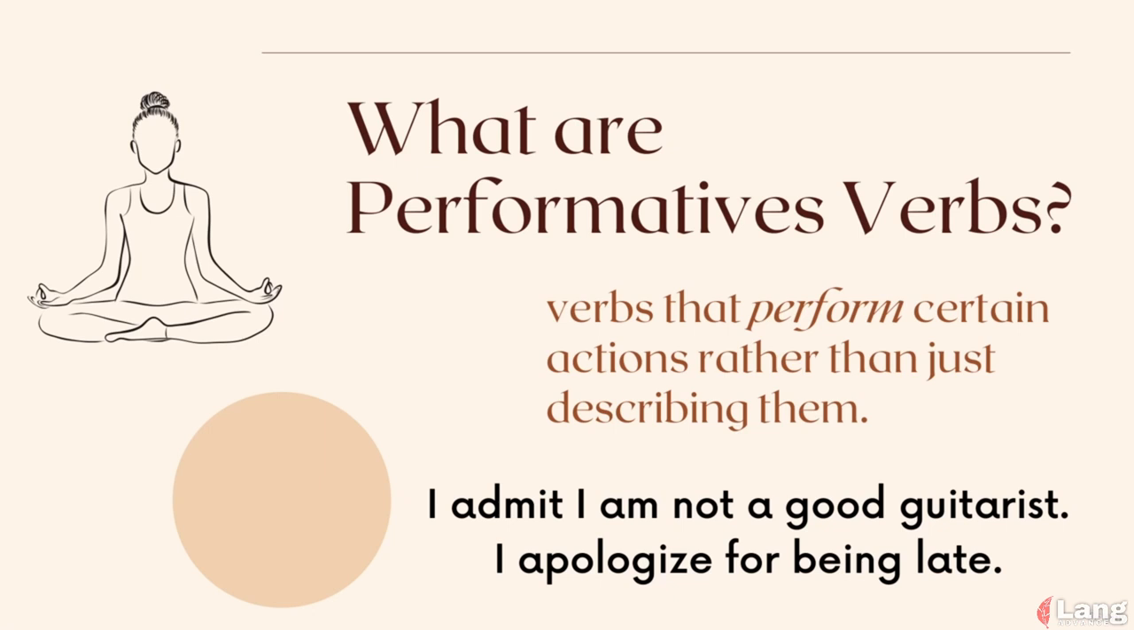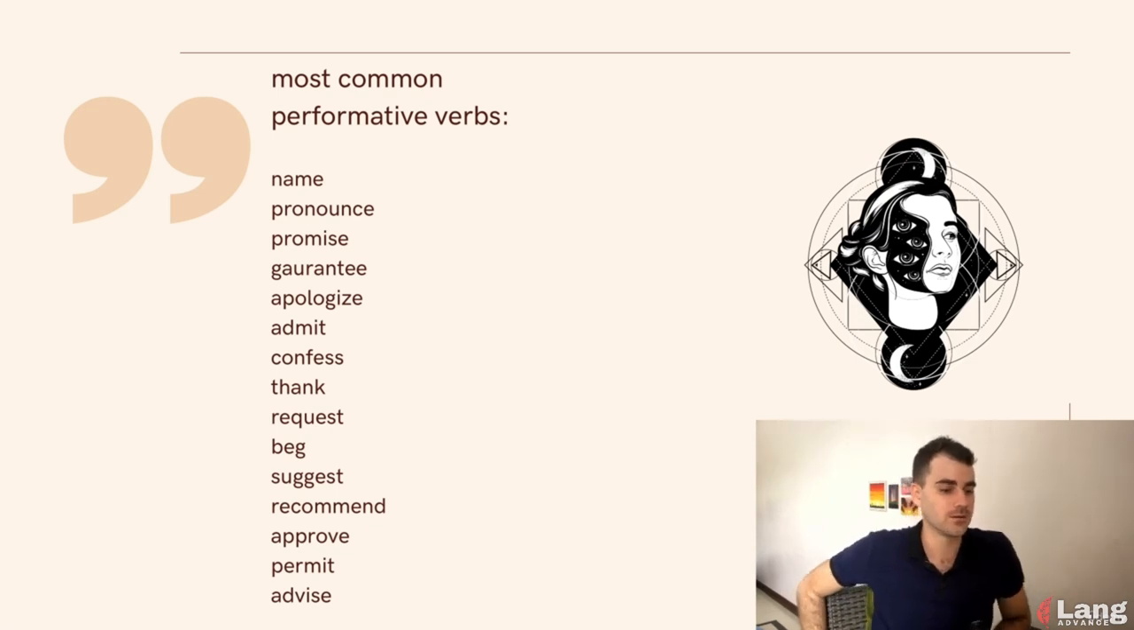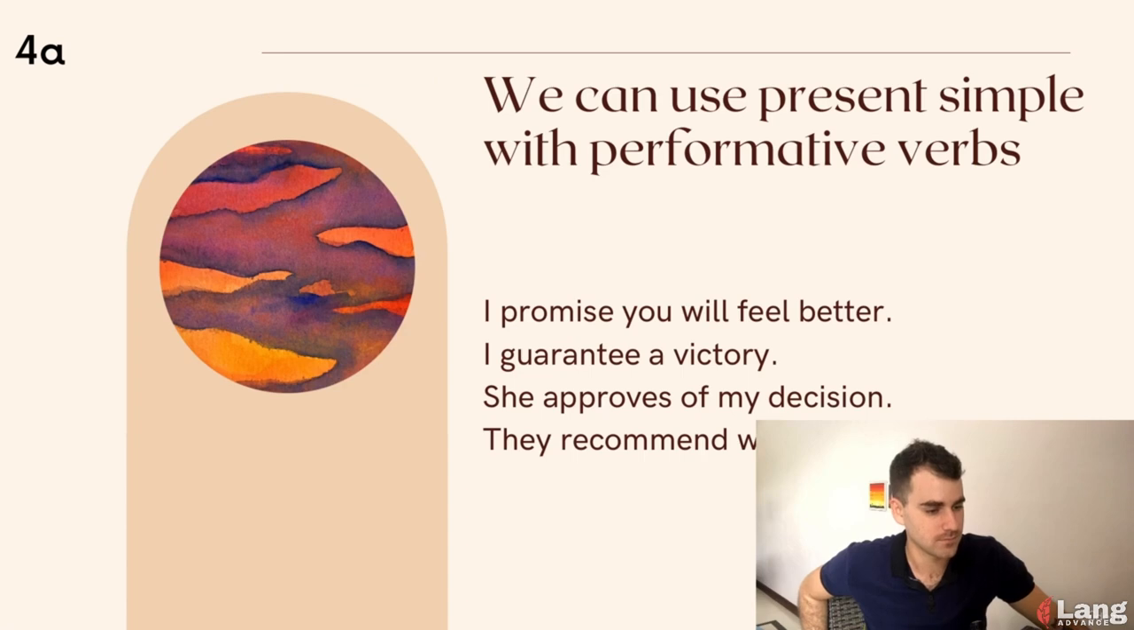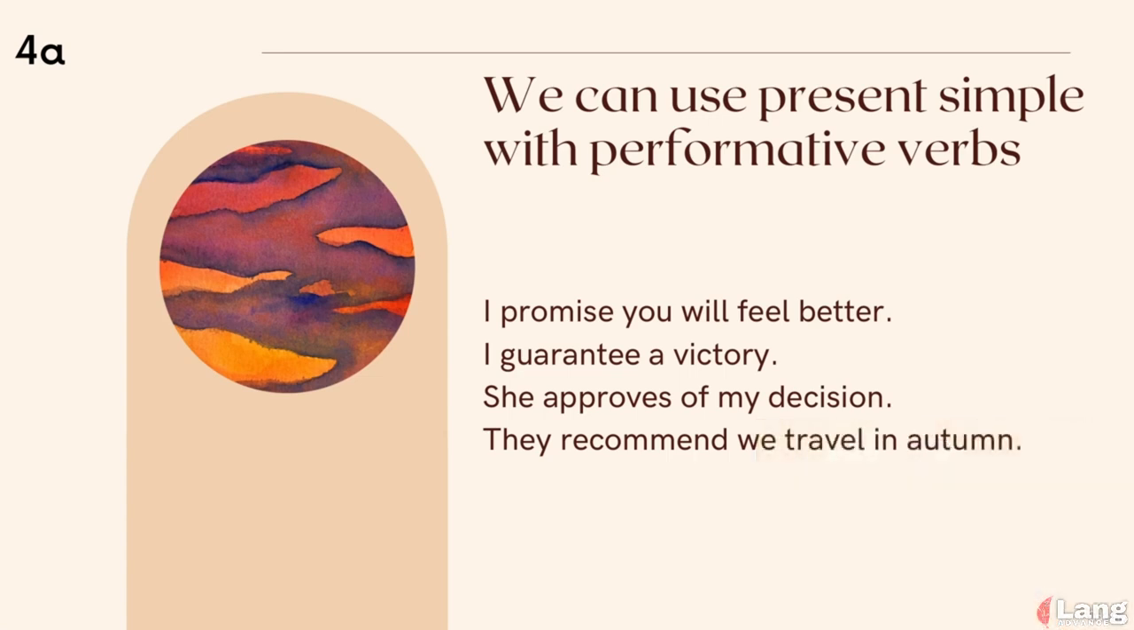I admit I am not a good guitarist. I apologize for being late. Here are some more common performative verbs. I'm not going to read them all, but you can check them out. And we'll move on. We can use present simple with performative verbs. Okay? I promise you will feel better. I guarantee a victory. She approves of my decision. They recommend we travel in autumn.